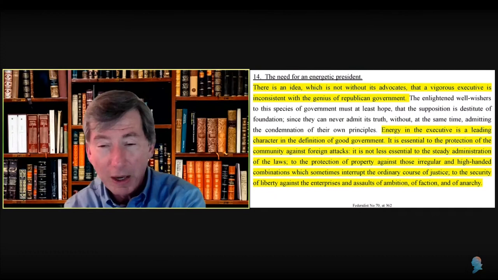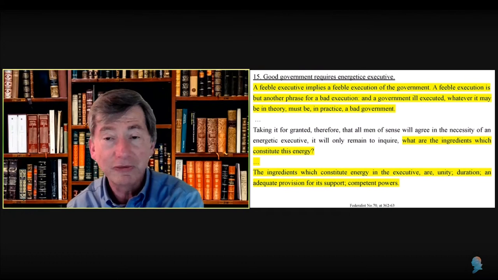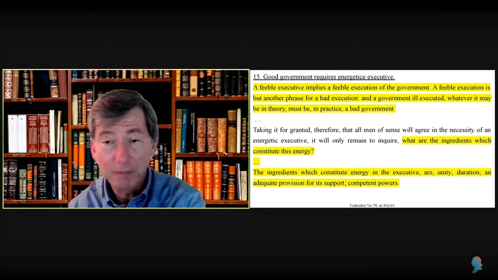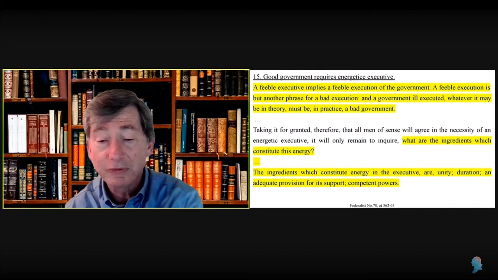Good government requires an energetic executive. A feeble executive implies a feeble execution of the government. Look at your failed states, your weak states. They have executives that don't have sufficient power. In Central America, I think I've mentioned that before, they're small countries. They don't have a lot of wealth. They don't have the firepower that the drug gangs have. And so they are feeble, even if they are strong persons, because they don't have control of enough power to defend the state.